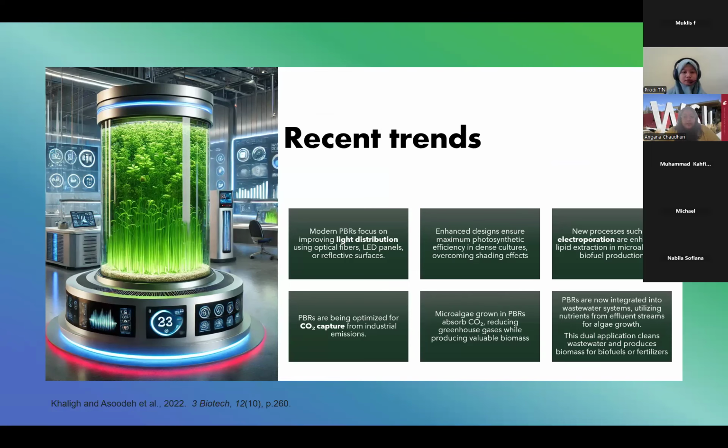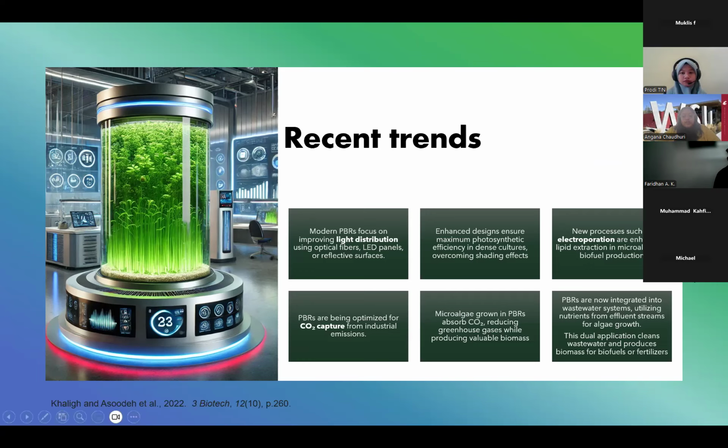Finally, these PBRs are being optimized so that they can capture as much carbon dioxide as possible from industrial emissions. The microalgae grown in the PBRs absorb the carbon dioxide, and hence it is a way in which we can have carbon capture and reduction of greenhouse gases, while producing sustainable, valuable biomass for us. Now, these PBRs are also integrated into wastewater systems, utilizing nutrients from effluent streams for algae growth. This dual application cleans wastewater and produces biomass for biofuels and fertilizers.